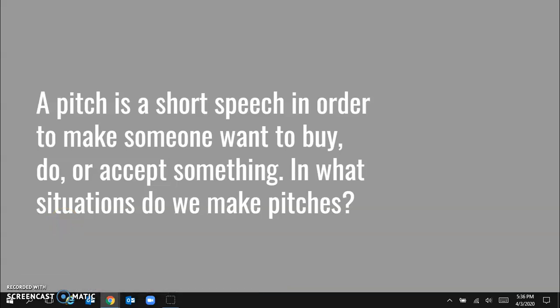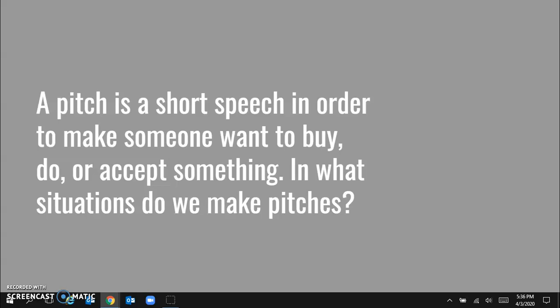A couple of examples could be from work. Your boss is very busy and you want to change your boss's mind about something, but you only have a couple minutes to talk to your boss. You have to state your argument and give your reasons in a short amount of time. This could be an example of a pitch.